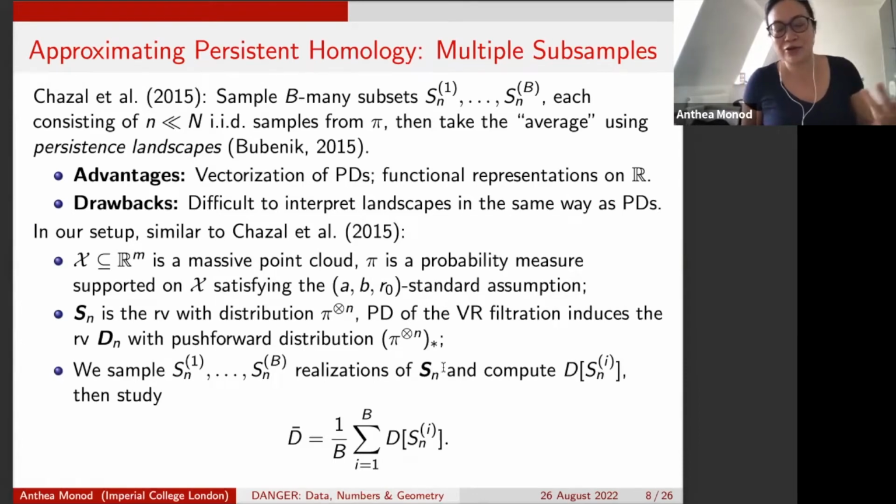So then after that, the natural question is, okay, but you can take many samples, right? So Fred Chazal and his collaborators did extend this work to look at taking multiple subsamples. But in this case, instead of looking at persistent homology directly, or persistence diagrams, which is what we care about, they looked instead at this idea of a persistence landscape. A persistence landscape was developed several years ago now, and it's a very popular vectorization tool.